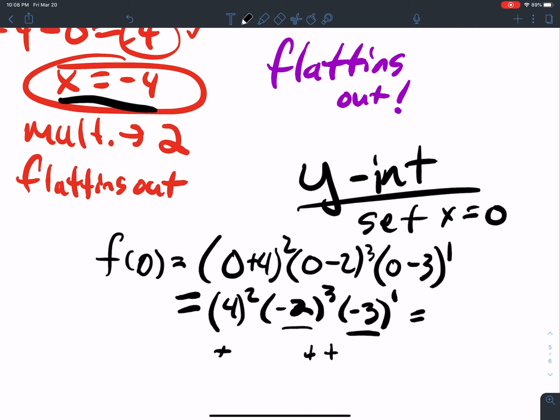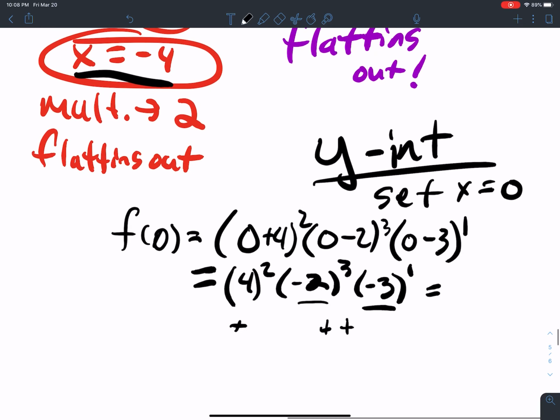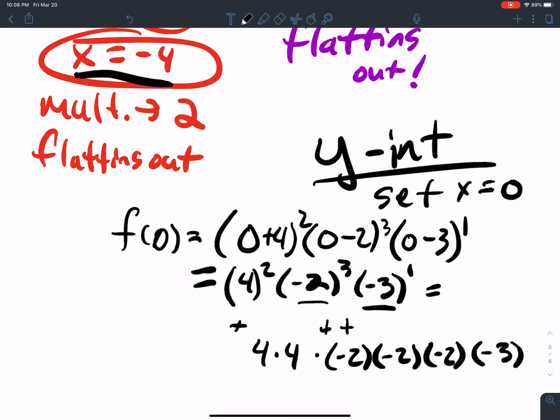So I get 4 times 4 times negative 2 times negative 2 times negative 2 times negative 3. All those negatives turn into positive. This is 4 times 4 times 4, that's 16, times 48, and then that's what, 96?